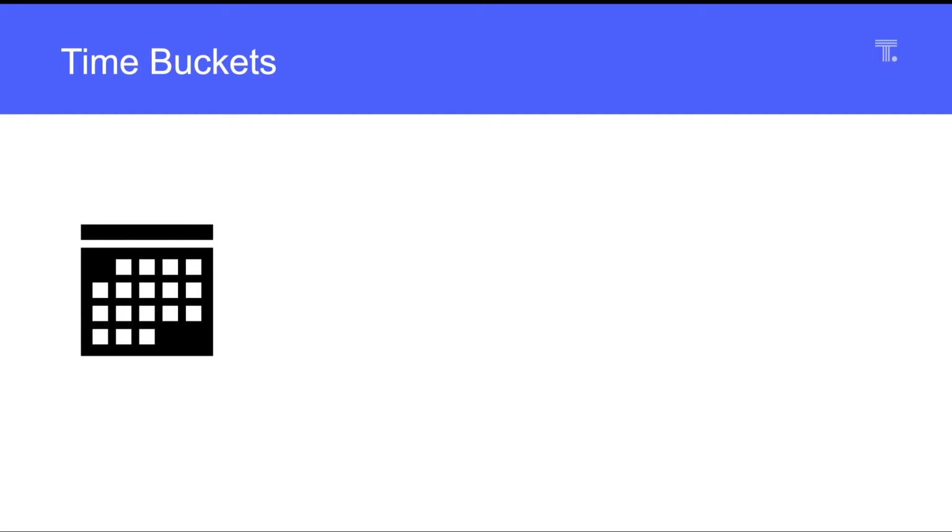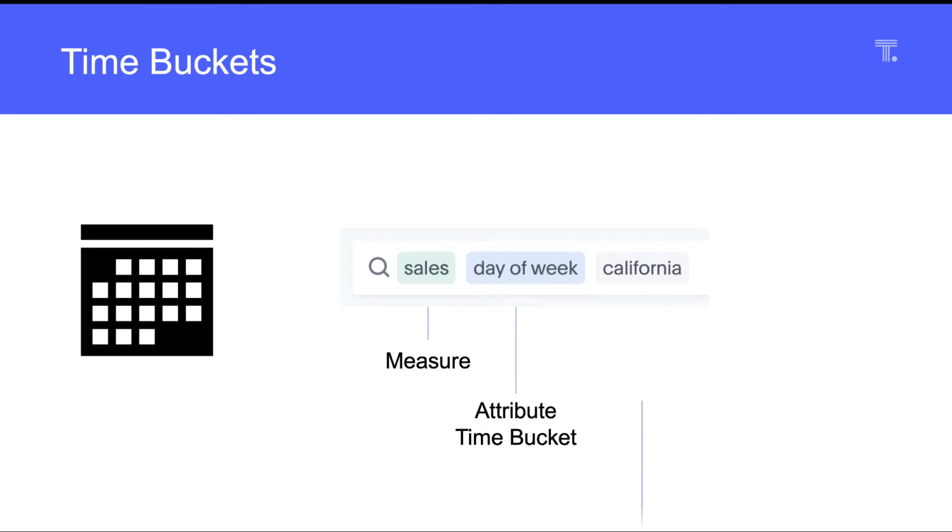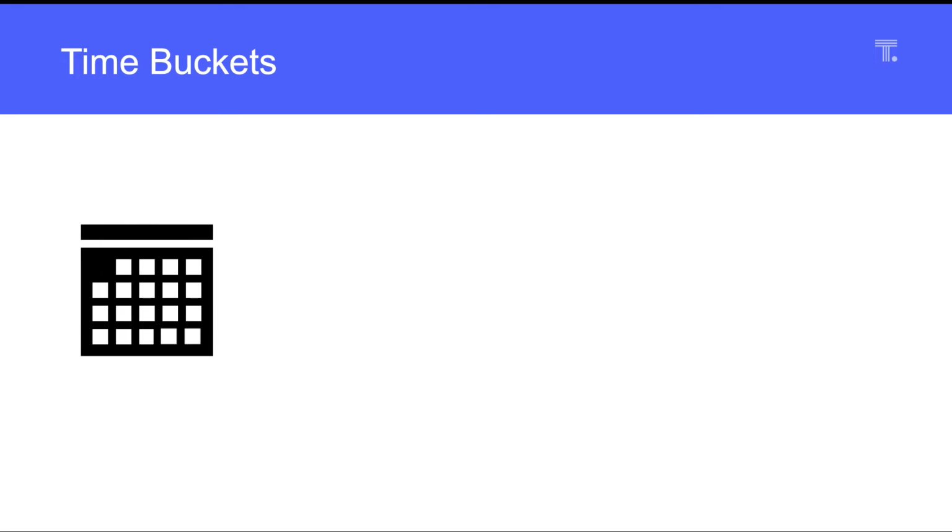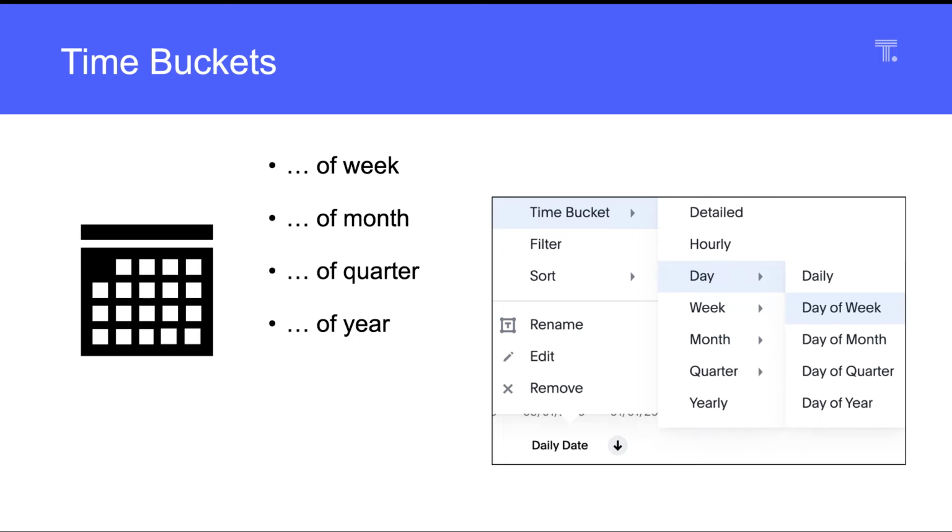In addition to time intervals, there are time buckets, which are also considered attribute values. Buckets group time intervals together in logical combinations, including terms like day of week of month, quarter of year, etc. ThoughtSpot will only suggest and allow logical buckets. Something like year of month would not work.